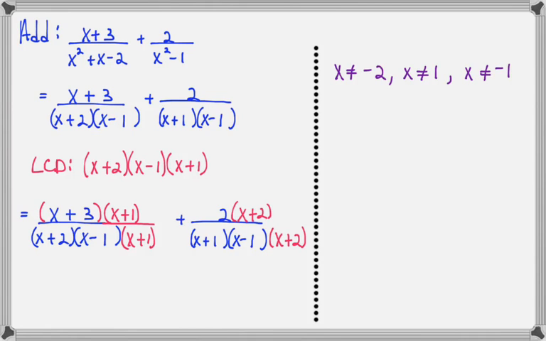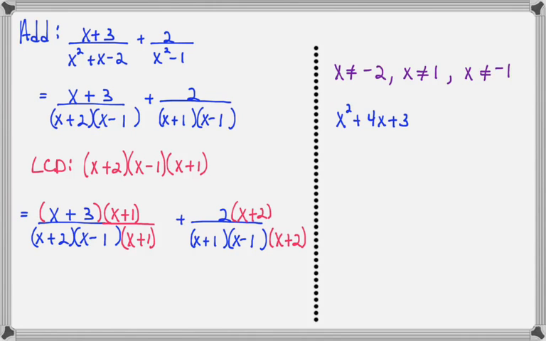If you look at our first factor, x plus 2 cannot equal 0. That means x can't be negative 2. X minus 1 cannot be 0. That means x cannot be positive 1. And x plus 1 can't be 0. That means x cannot equal negative 1. So here we found the three numbers that need to be left out of the domain.